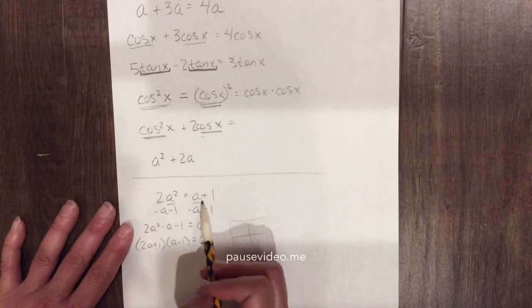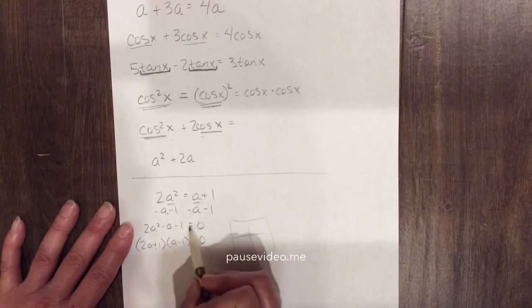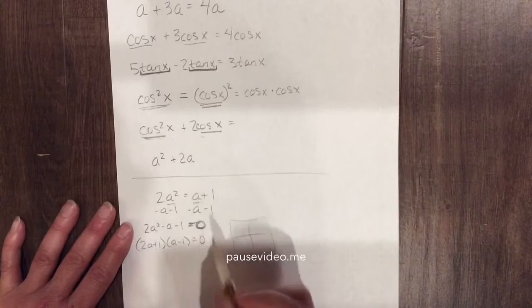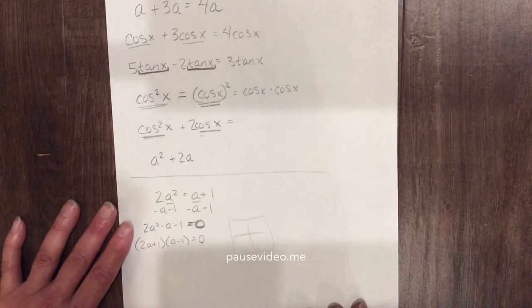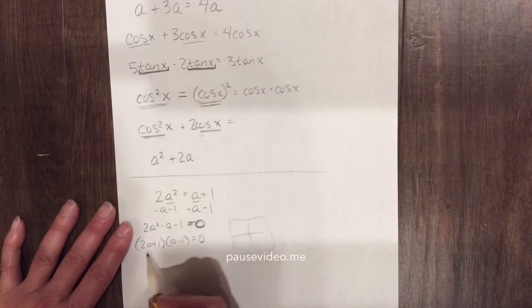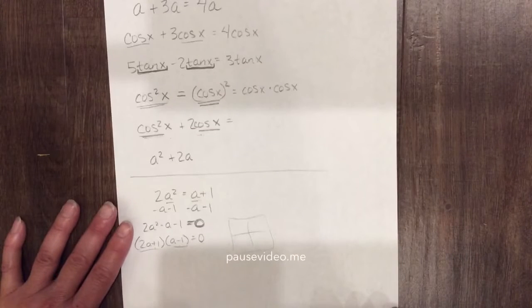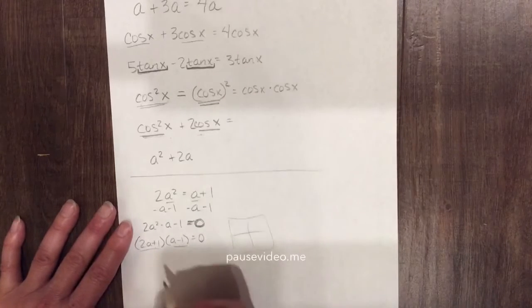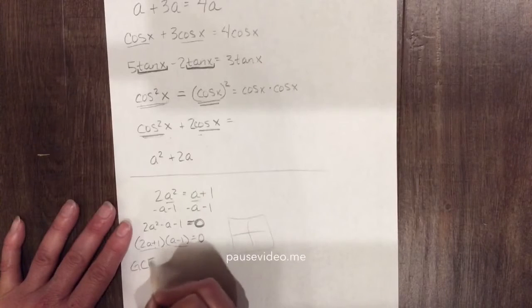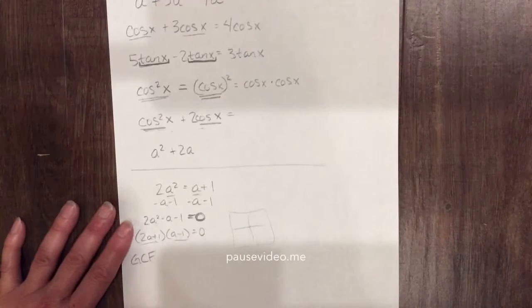Step 1, get everything to one side so we can get it equal to 0. Step 2, factor it, okay? It's not necessarily going to be a trinomial like this. For yours, when I say factor, it's going to be more factoring out the GCF.